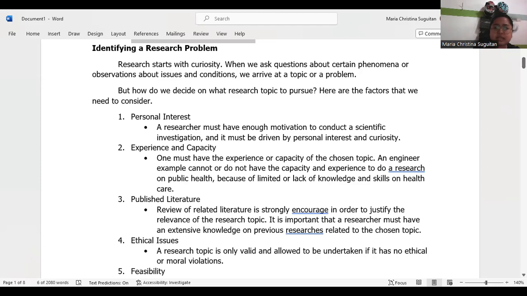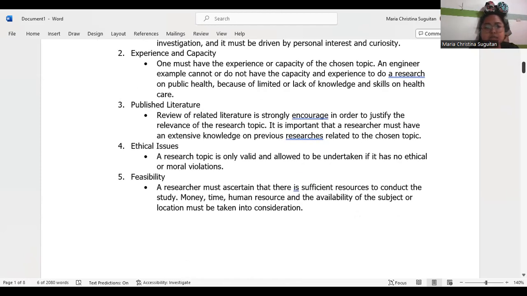And then feasibility. What's feasibility? A researcher must ascertain that there is sufficient resources to conduct the study. So, guys, as I told you, diba, magastos po ang mag-research. Okay, that's part of nursing career. Okay? Ang gastos-gastos naman ng nursing. Okay, that's given na po. Ang dami ko na narinig.